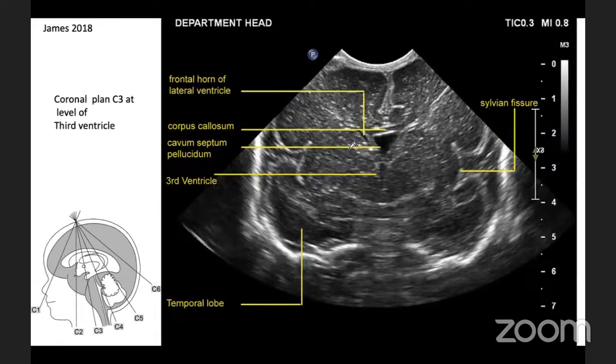Now, the plane of C3, which is the foramen of Monro, you will find these structures. The Sylvian fissure, you can still see. This is the third ventricle. This is a cavum septum pellucidum. Now the corpus callosum has also started to come here. You can see the midline which connects both structures. And these are the frontal horns of the lateral ventricles.